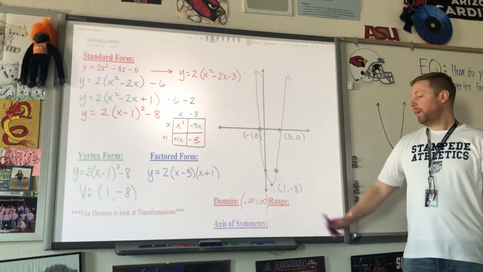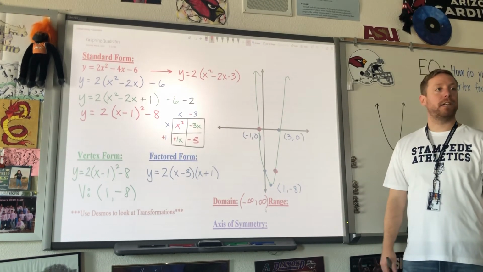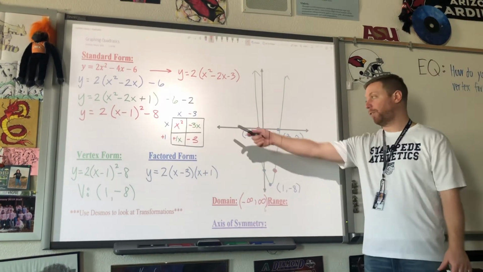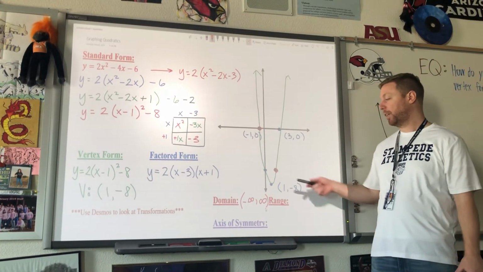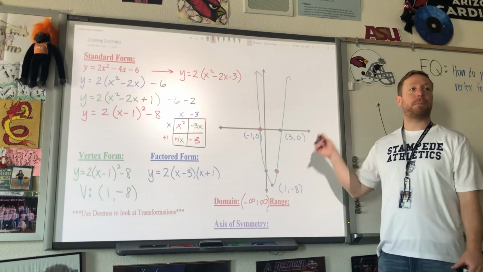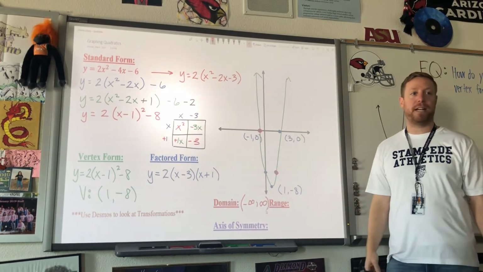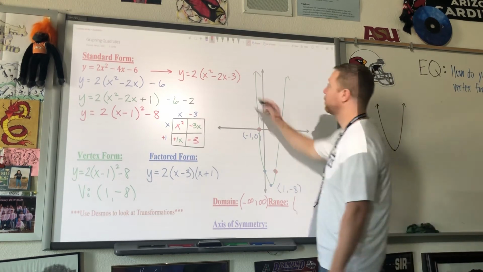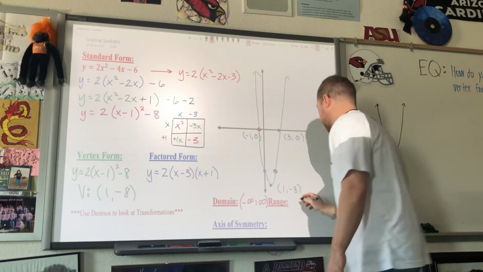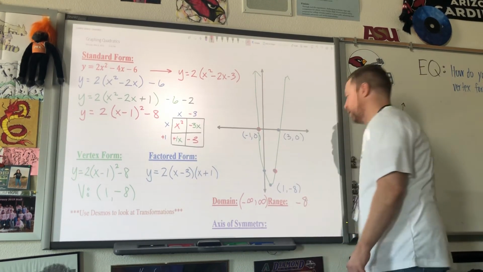Range, not the case. And by the way, we always go smallest to biggest. So furthest to the left to furthest to the right. Same with range, smallest to biggest, so lowest to highest. This parabola does not go down to -infinity. It only goes down to -8.